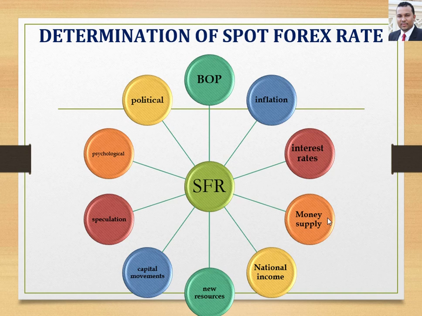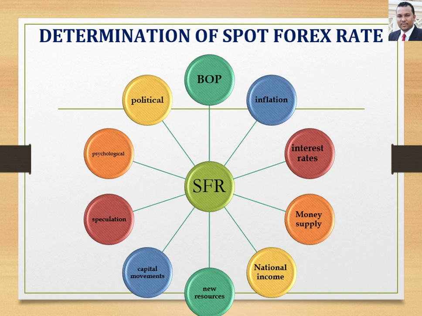So in summary, we compare between the stock of goods and services and the stock of money supply. The main channel that makes the relationship between money supply and the balance of payments or the spot forex rate is through inflation.